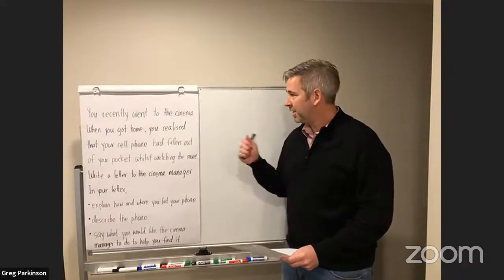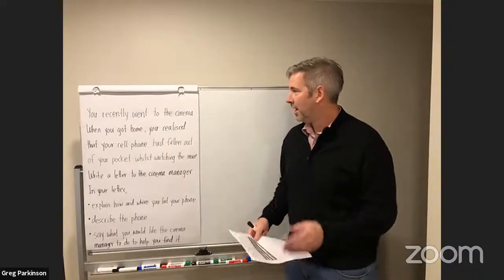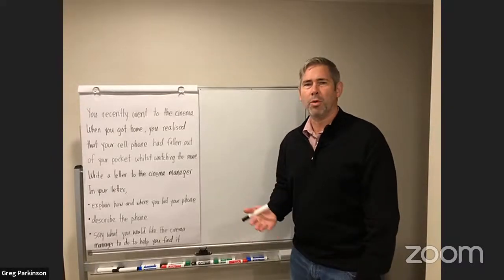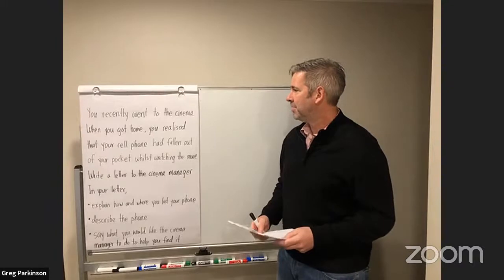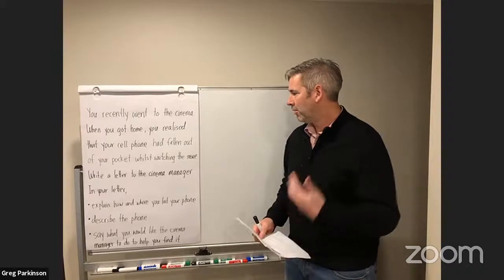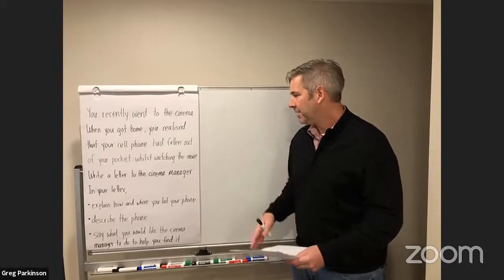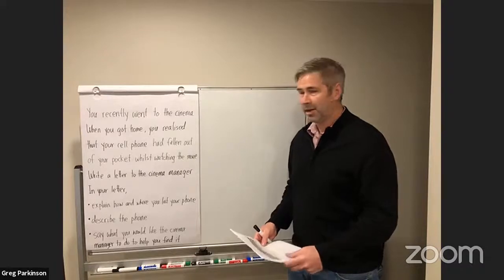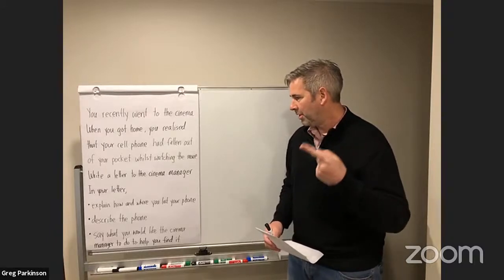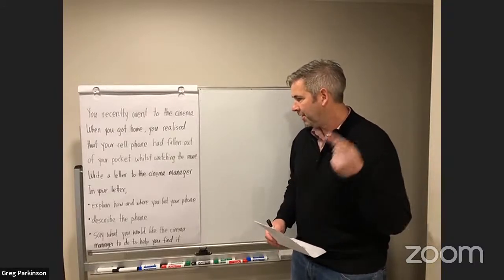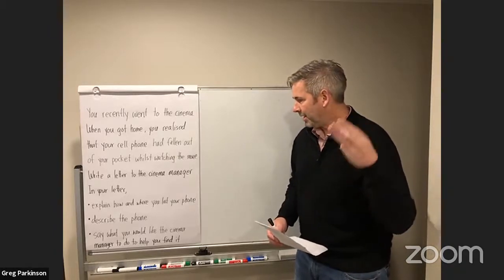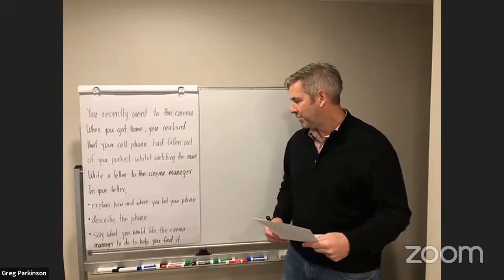Okay, I'll read this out to you in case you have any difficulty seeing the letters. So we're told a situation. And this situation is quite a common one, right? So you recently went to the cinema. When you got home, you realized that your cell phone had fallen out of your pocket whilst watching the movie. Write a letter to the cinema manager. In your letter, and here we have 3 bullet points. Number 1, or first bullet point, explain how and where you lost your phone. Second bullet point, describe the phone. And finally, the third bullet point, say what you would like the cinema manager to do to help you find it.